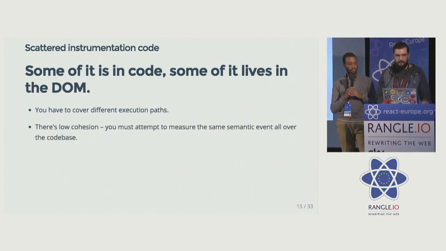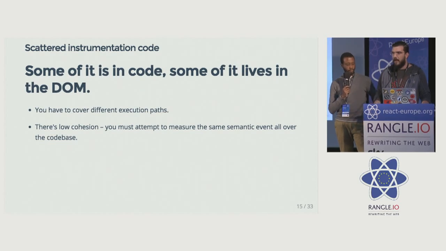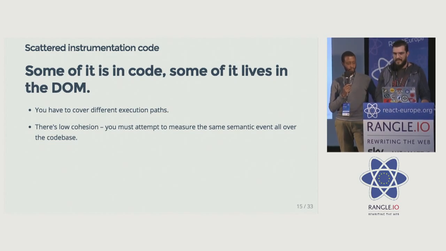There's also a low cohesion between the interaction that the user is doing and the analytics that you want to have. And it's not easy to know that every point in your application is being covered without doing a full audit of your application code. We think that with Redux, you can better co-locate the analytics that you want to track, along with the interactions.